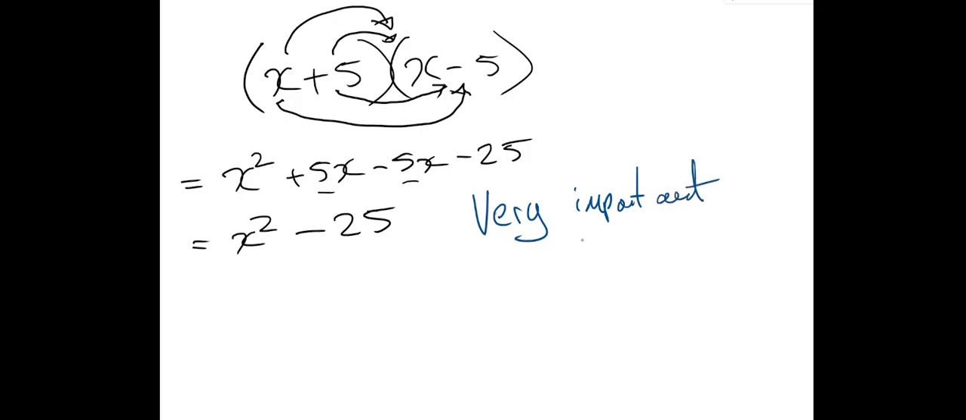Yeah, we can simplify it. X squared stays as it is. Now 5x minus 5x is no x, so the 25 comes down here. Now, do we notice anything interesting in this case? This is a very, very important concept. This is called the difference of two squares.